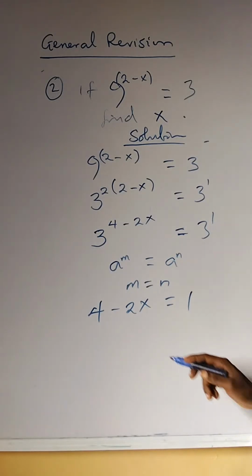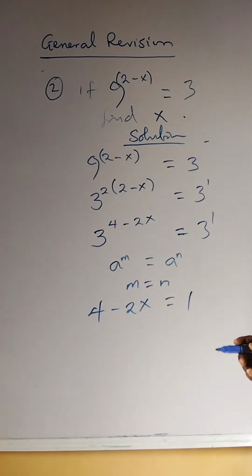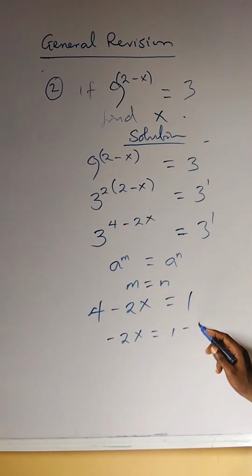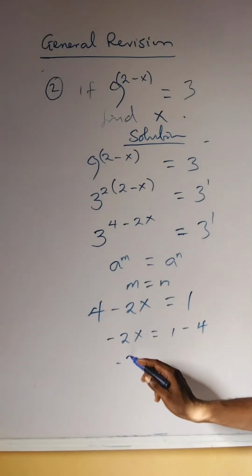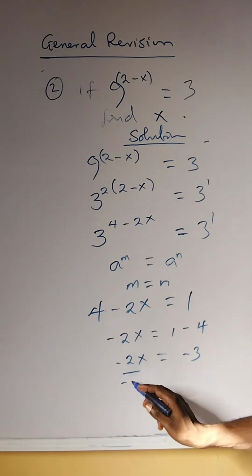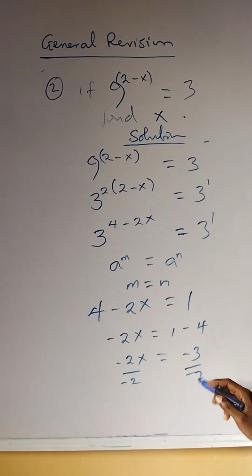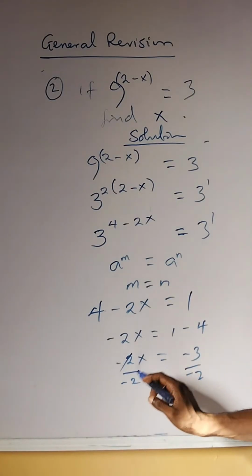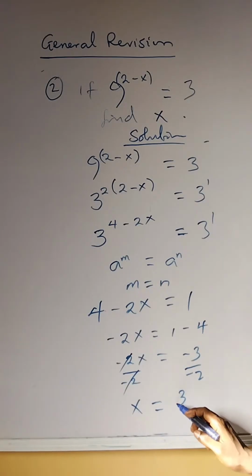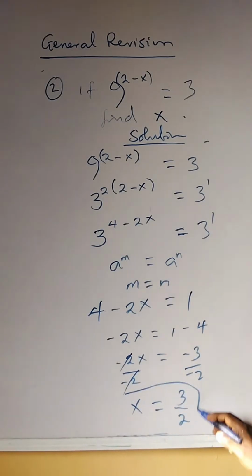Now we take 4 to the other side. We have minus 2x equals 1 minus 4, and minus 2x equals minus 3. Divide both sides by minus 2. The minus 2s cancel each other, and we have x equals, minus cancel minus, 3 over 2. So x equals 3 over 2, or we can say 1 and 1 over 2.